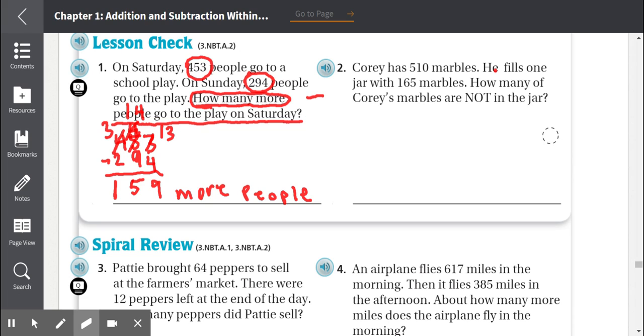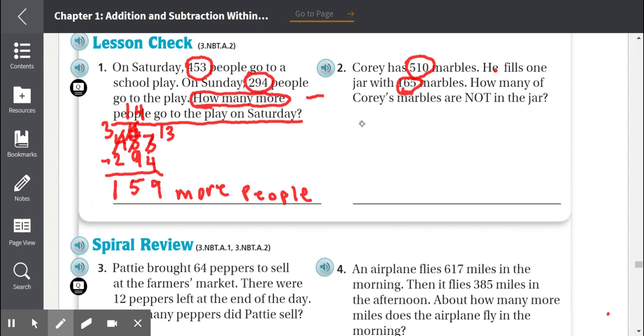Number 2. Corey has 510 marbles. He fills one jar with 165 marbles. How many of Corey's marbles are not in the jar? So we'll circle our important numbers. It was 510 marbles. He fills one jar with 165 marbles. How many of Corey's marbles are not in the jar? So let's subtract to find out.